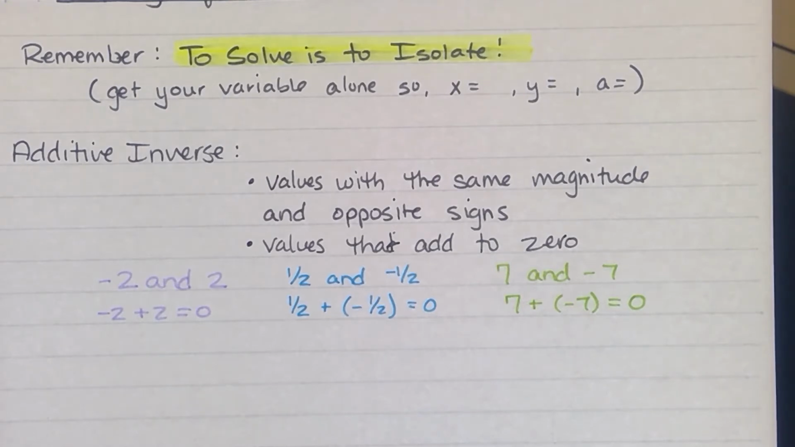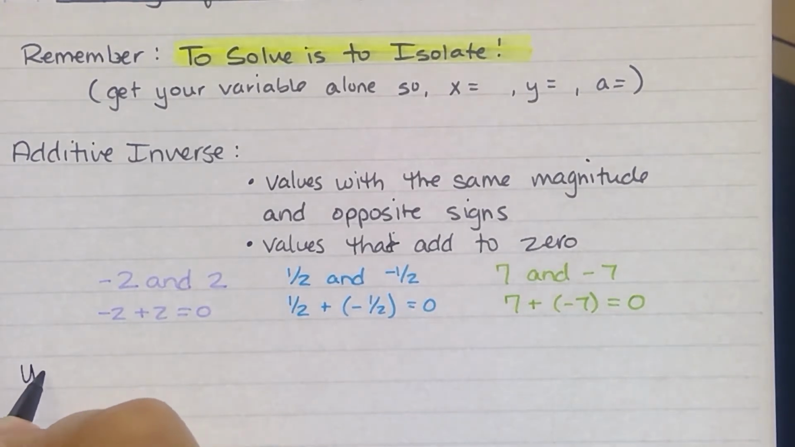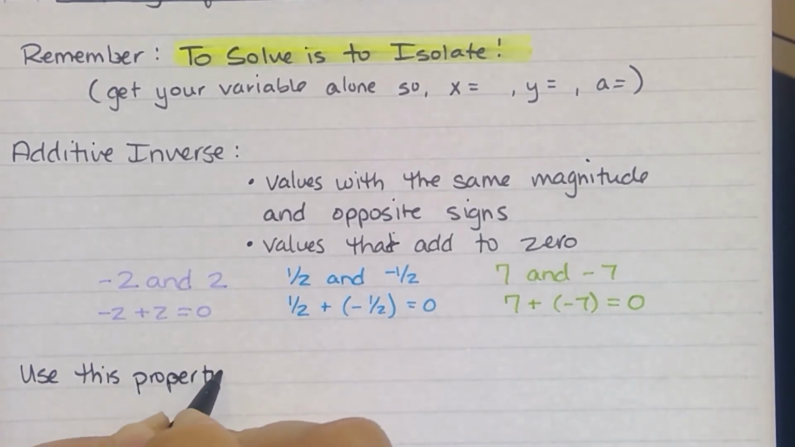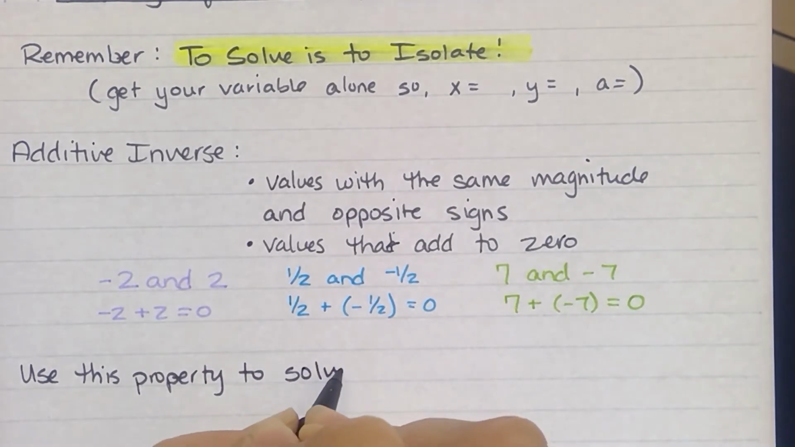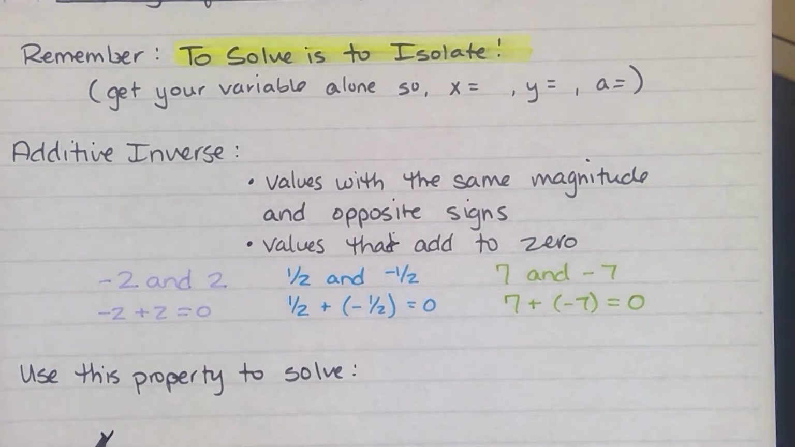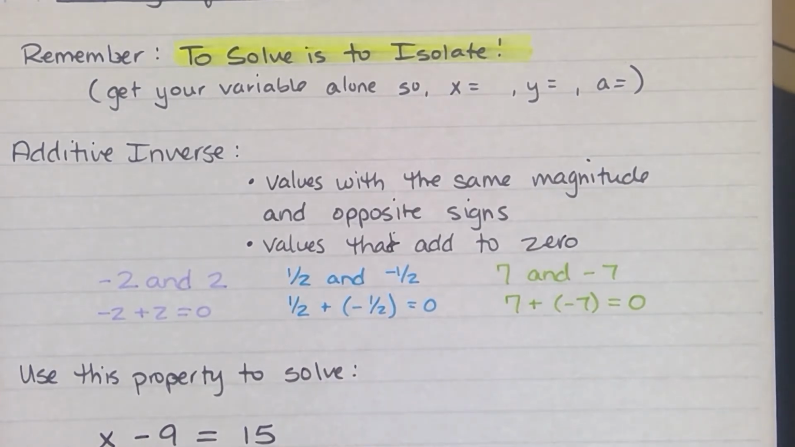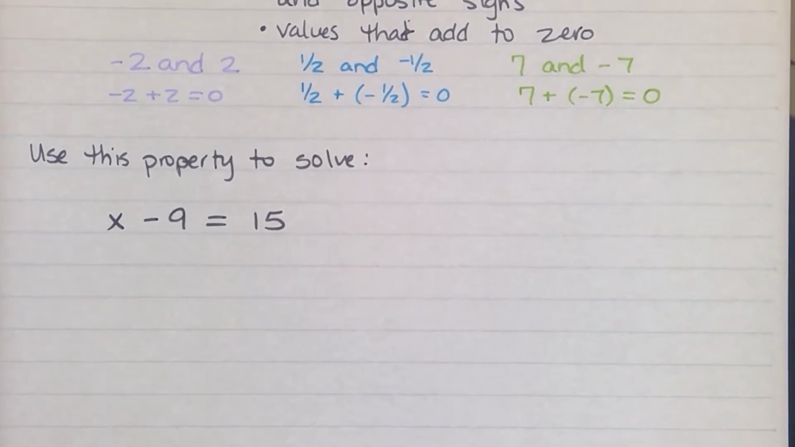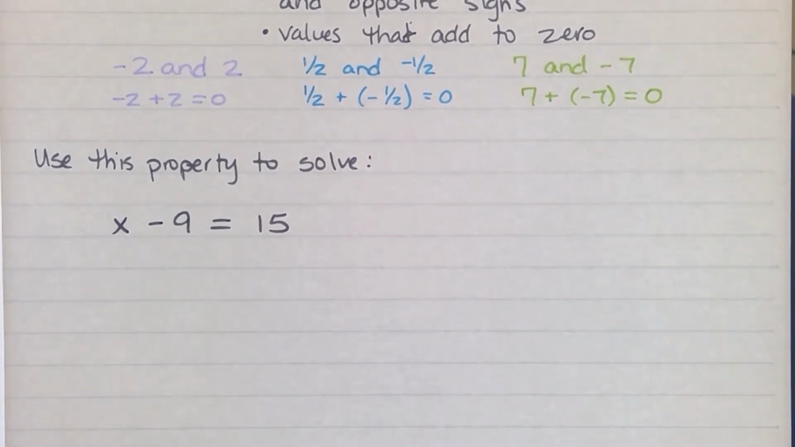So we're going to use this idea to solve really, really simple equations. And I know that you can solve them in your head because you're smart, and of course that's possible, but I need you to do it mathematically like a mathematician would. So you're going to solve x minus 9 equals 15 using your additive inverse property. Are you ready? Remember, to solve is to isolate. So what are you trying to isolate? The x.